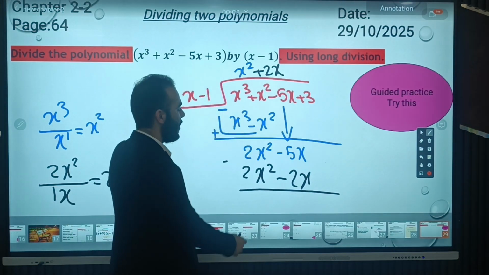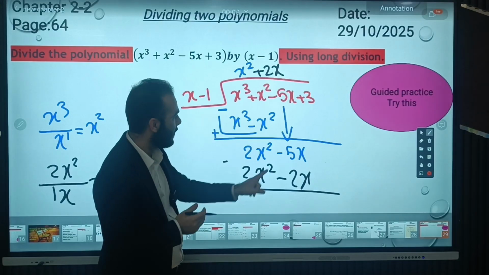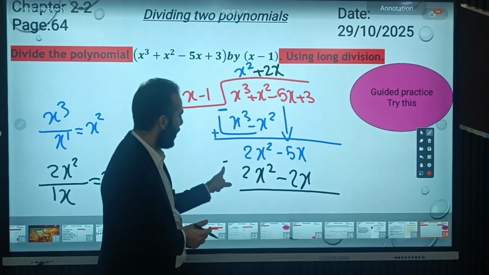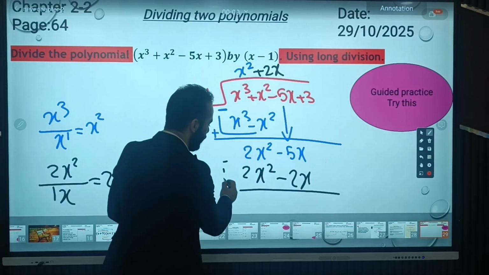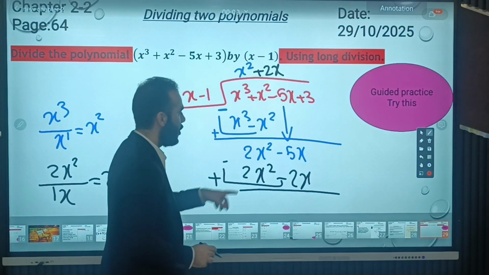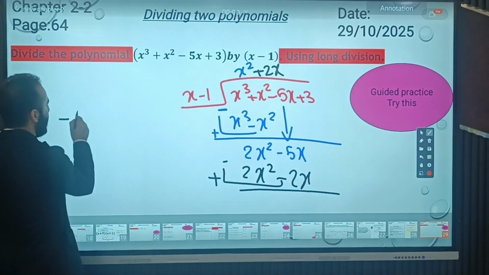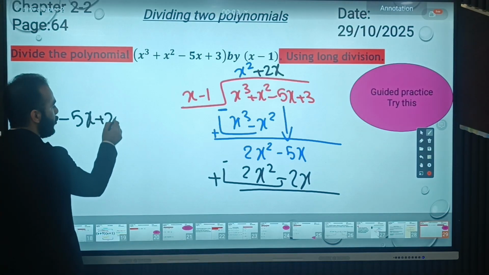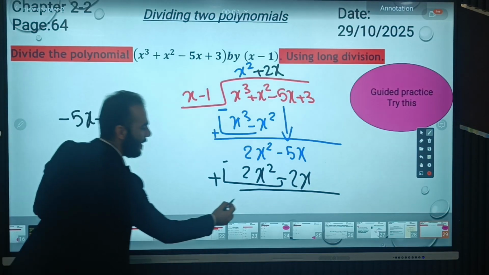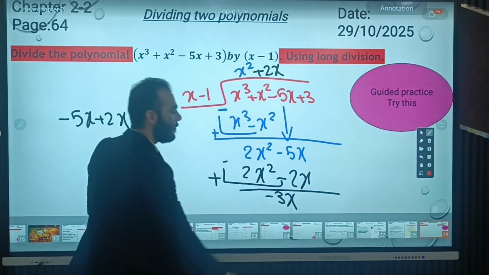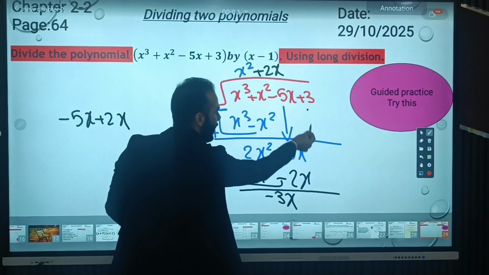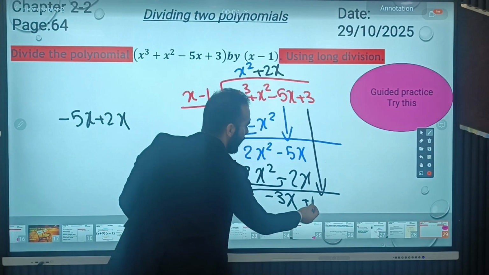2x² minus 2x², 0. No need to write it. Negative 5x minus 2x, these two minus will become plus. So negative 5x plus 2x, what will remain? Negative 3x. Then finally bring down the last term, which is 3.